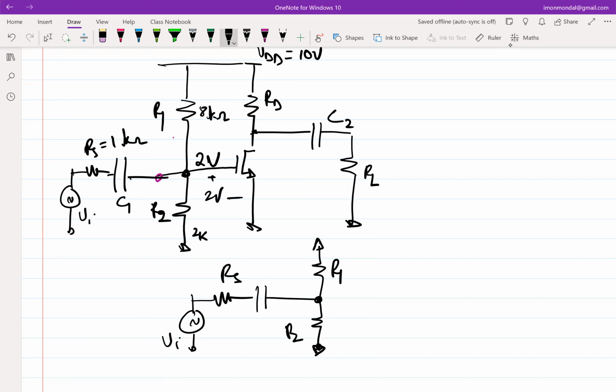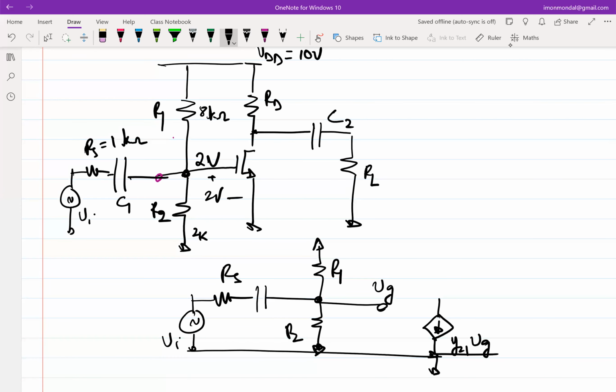Because VDD went to ground, this becomes a VG. The transistor gets replaced by its incremental equivalent, which is Y21 times VGS, but source is grounded, so I can get away with VG. So this becomes RT. This is C2.